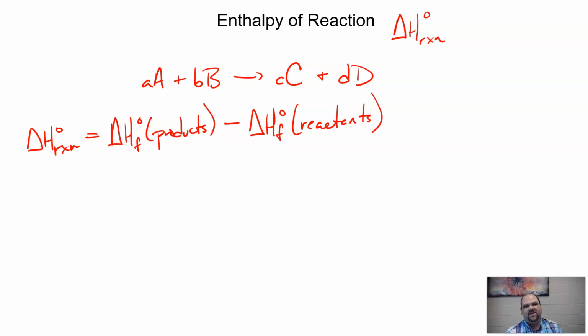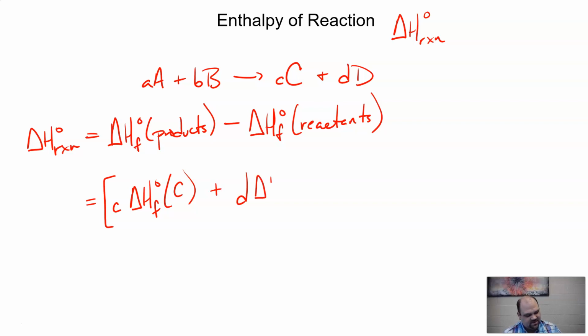How do we figure out we've got 2 products and 2 reactants? Let me write it out a bit more explicitly. For our products, it's going to be the number of moles of my compound, and so for C, our first product, we have C moles of that, times delta H of formation for compound C. And we're going to add the total enthalpy from D, which is the moles of D, times the enthalpy of formation for compound D.